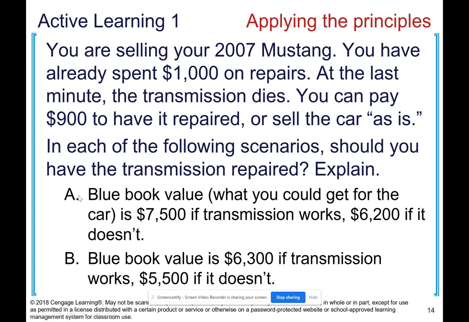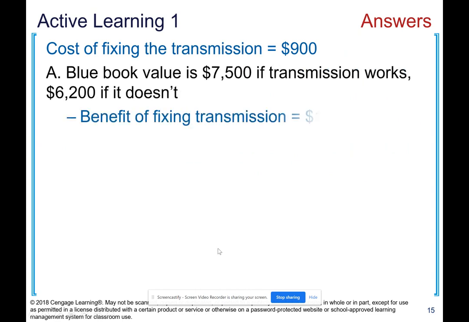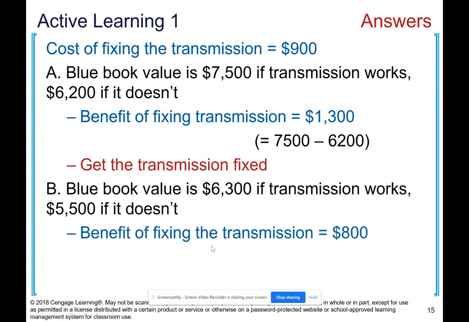Now, let's look at scenario A. Blue book value, that is what you could get for the car, is 7,500 if the transmission works, but you can only get 6,200 if the transmission doesn't work. Scenario B, the blue book value is 6,300 if the transmission works, $5,500 if it doesn't work. So let's look at the decision point here.